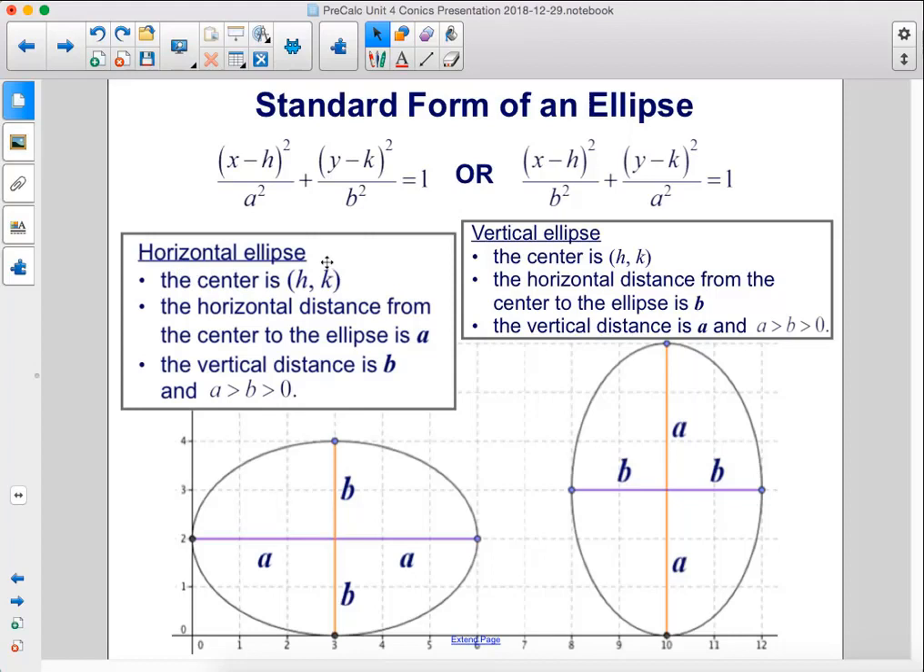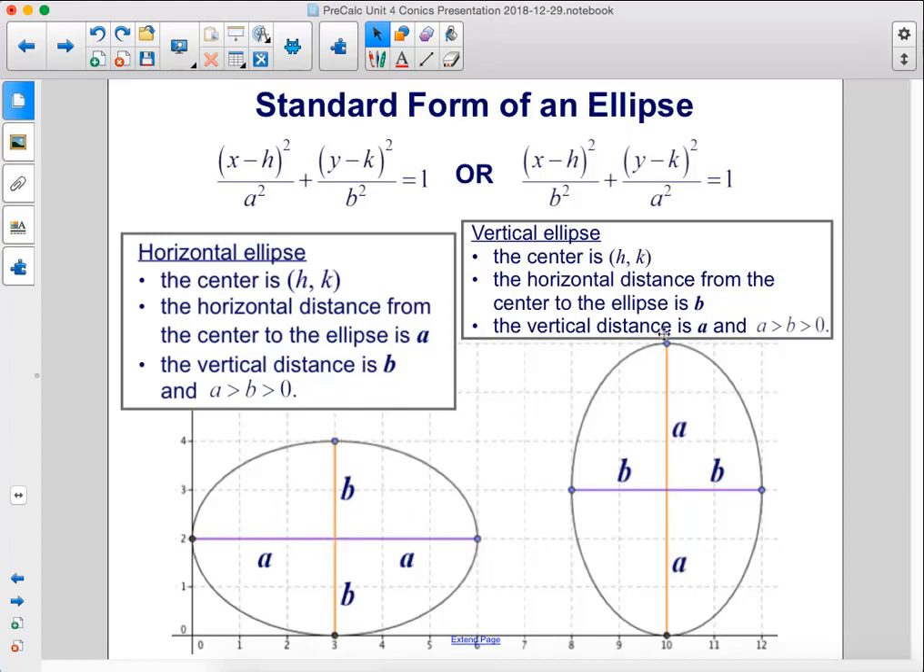For the horizontal ellipse, we have the center at (h, k). The horizontal distance from the center of the ellipse to the vertex over here is a, and the vertical distance from the center to the co-vertex is b. And remember, a is going to be a larger distance than b.